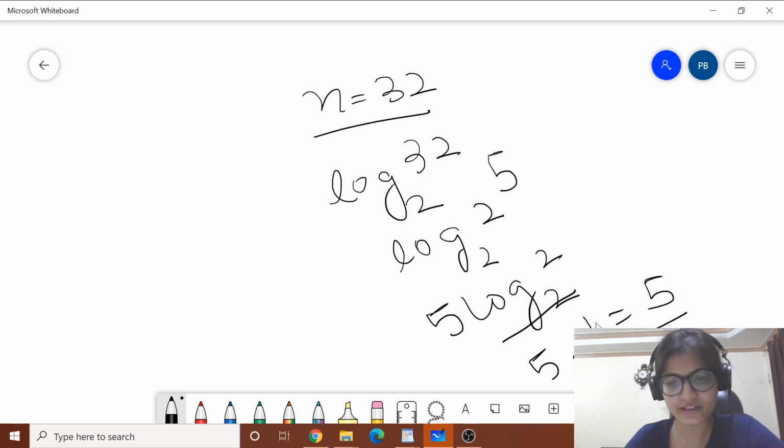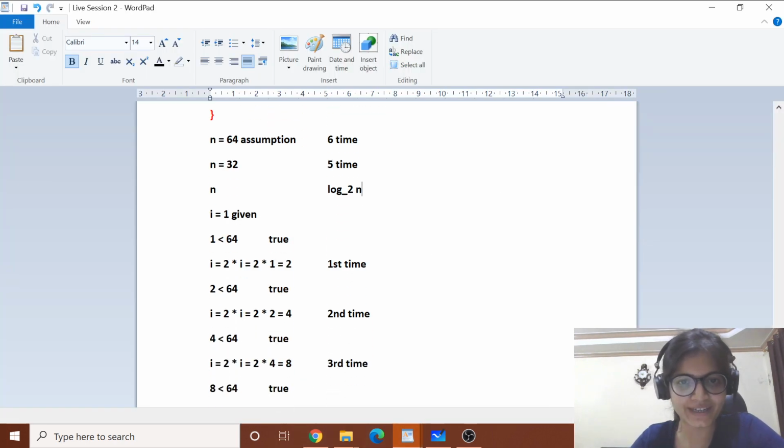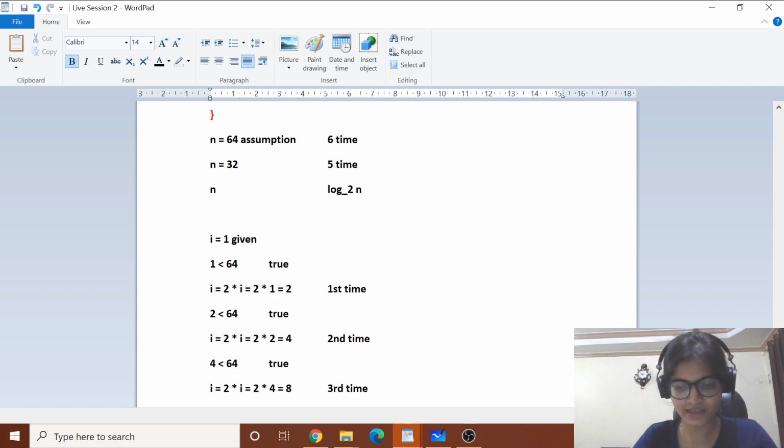Now I think you will get to know how I am able to get the values 6 and 5. So overall time complexity, now you can tell me easily that the overall time complexity of the above program is order of log of n base 2.